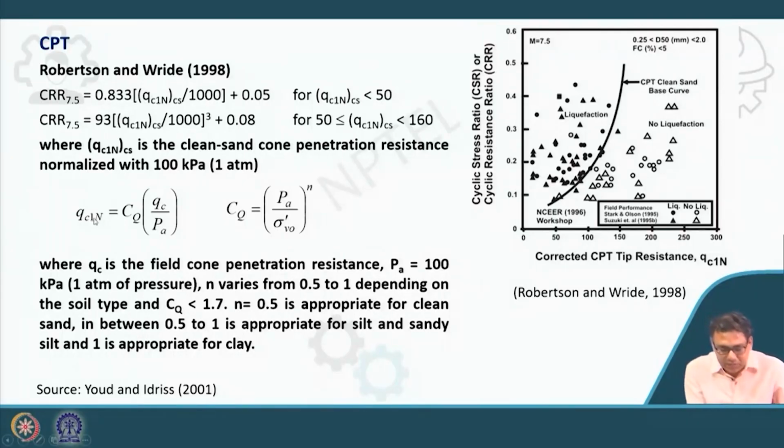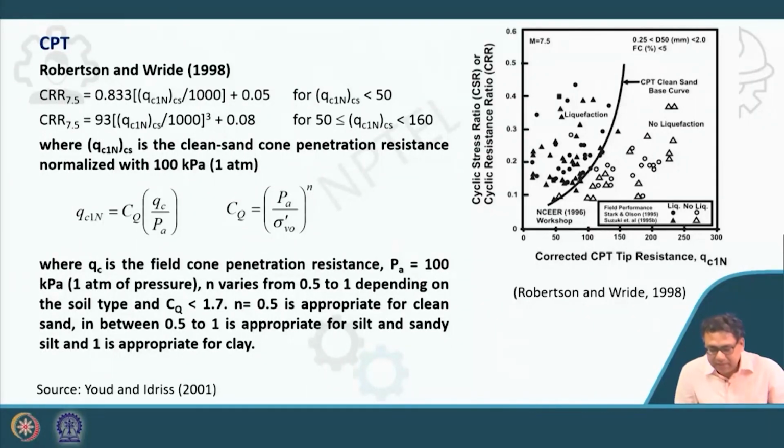For qc1N, I don't know whether it is a clean sand or not. So I will get the raw data, the field CPT cone penetration resistance data, and then I will normalize it. But I don't know whether it is a clean sand, or there are fines, or the soil is silt or clay. So first, for that purpose, I have to identify which type of soil it is. Is it a clean sand, or a clay, or a silt or silty sand? So first I have to identify that.